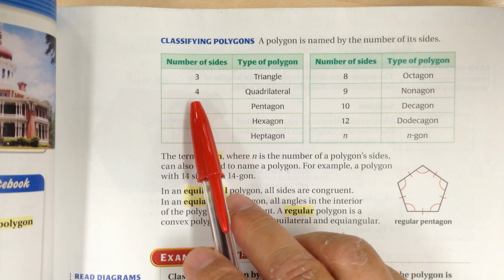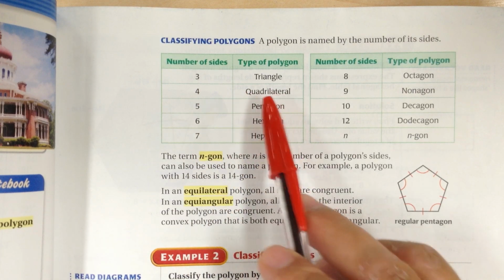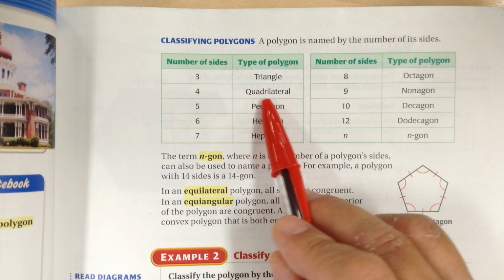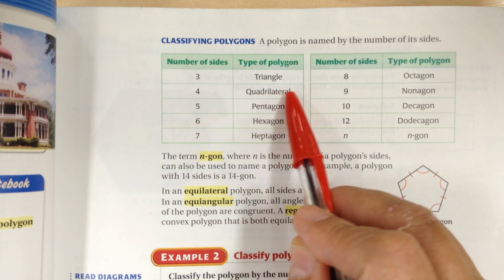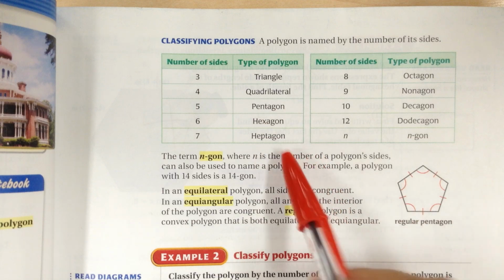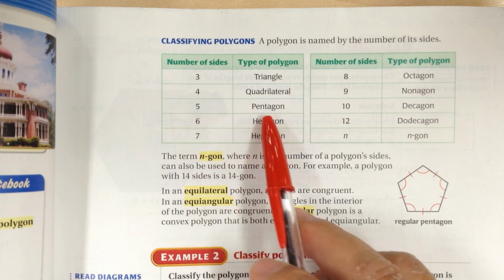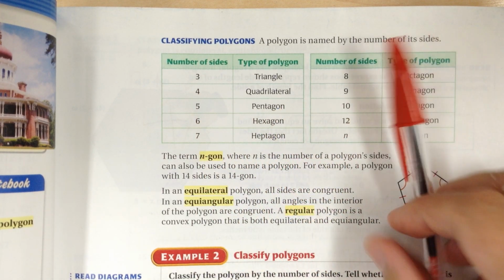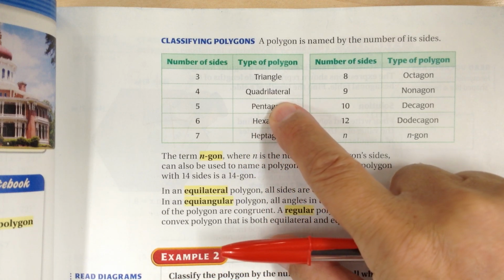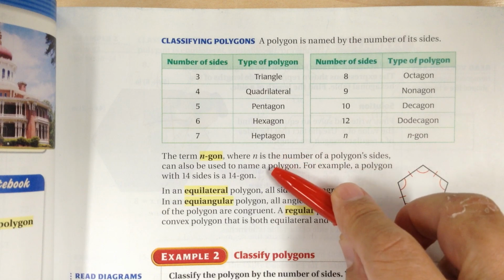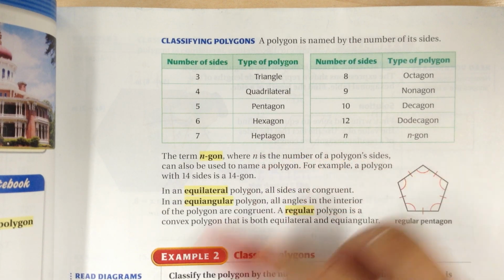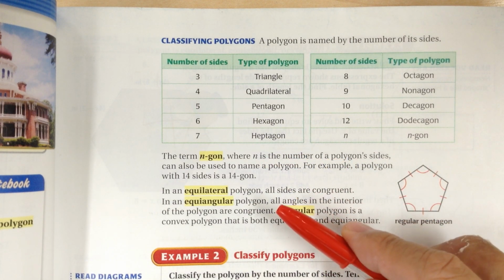Now, when you have 4 sides, it's called a quadrilateral. Quad means 4, lateral means side, so it means 4 sides. Now 5 sides is called a pentagon. Again, the prefix penta is 5, hexa is 6, so a hexagon is 6-sided. So if you know the prefix, then you can know how many sides it has.